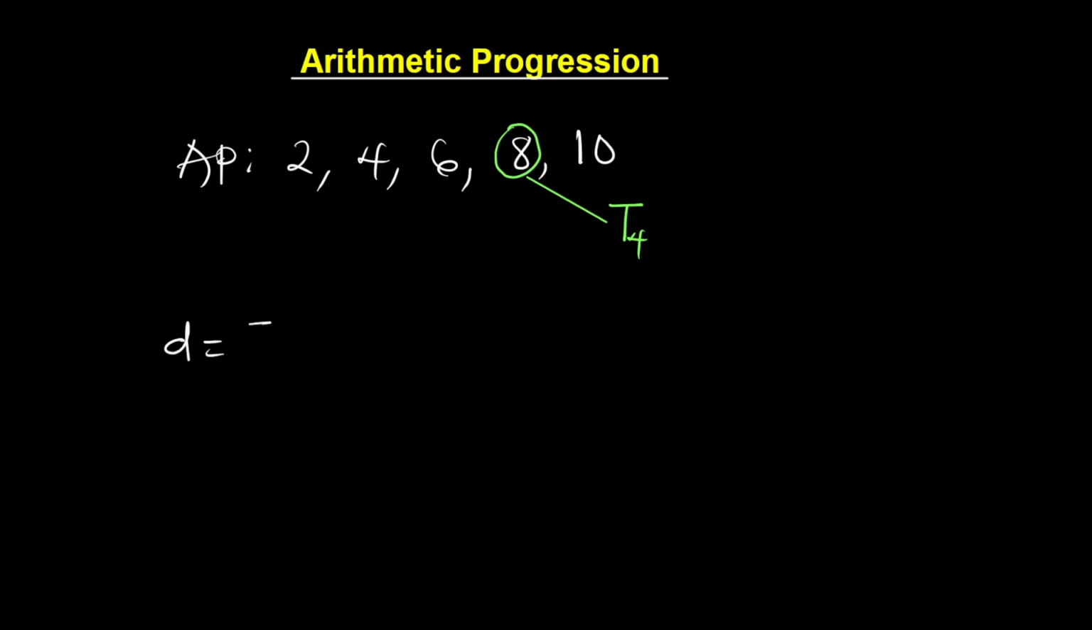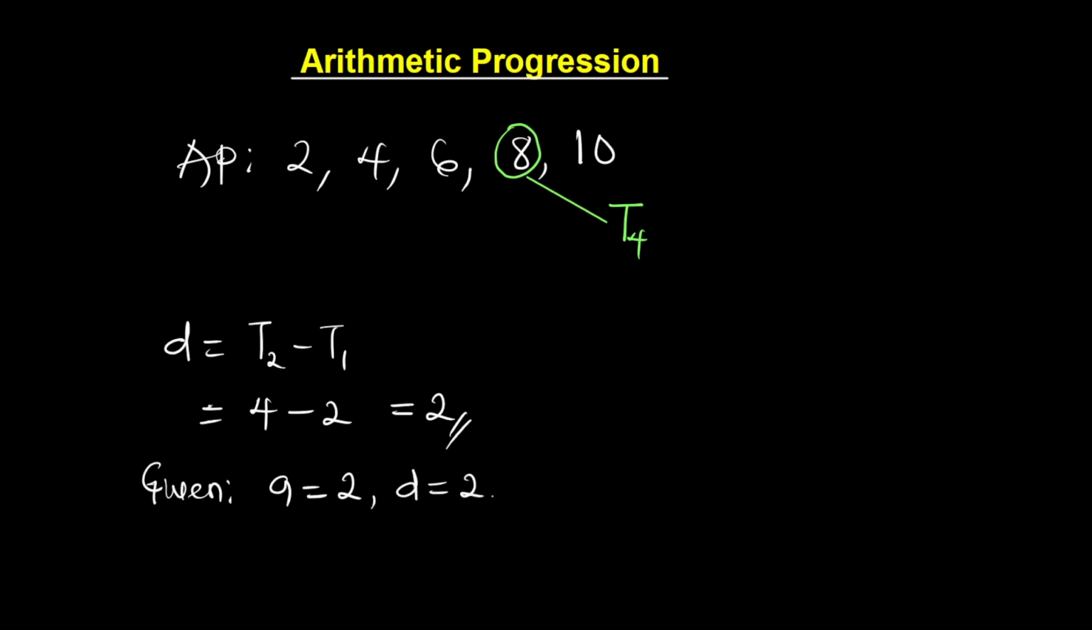Let's try this. How can we find the fourth term, T4? The first thing we have to do is to find our common difference. Our common difference D will be equal to T2 minus T1. We are told to find the fourth term, which means that n is equal to 4. So we are given that our first term A is equal to 2, our common difference D is equal to 2, and n is equal to 4. How do we find T4?